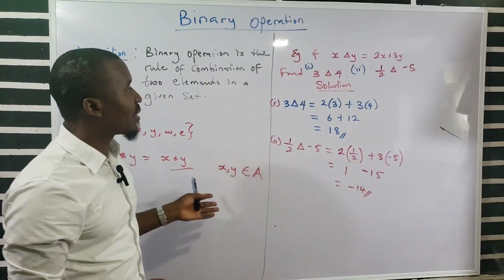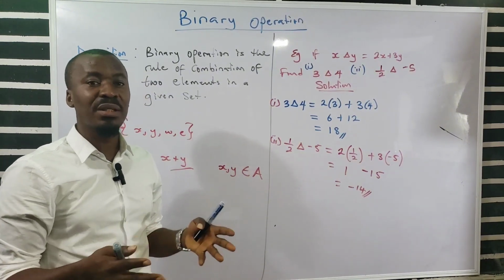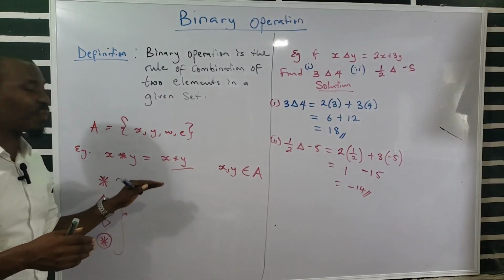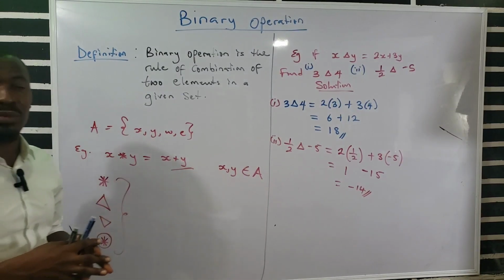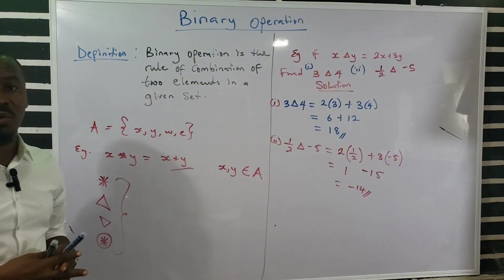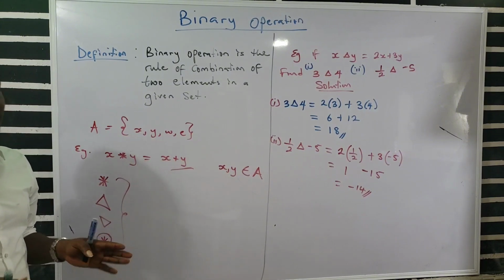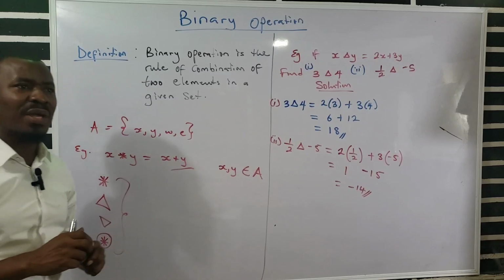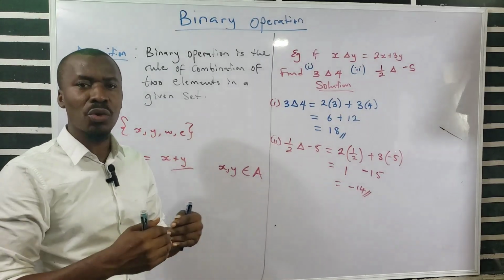So carry out your binary operation on any two given set elements. It's very simple. Just obey the rule of combination and carry out your operation. It's as simple as that. The next thing we are going to look at is the closure property. Now, in binary operation, there is need for closure.